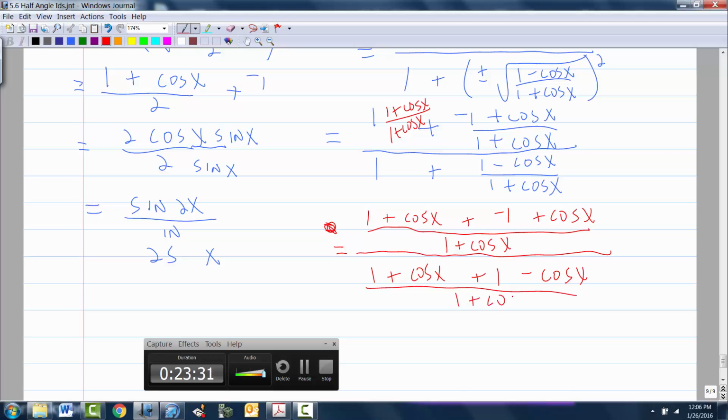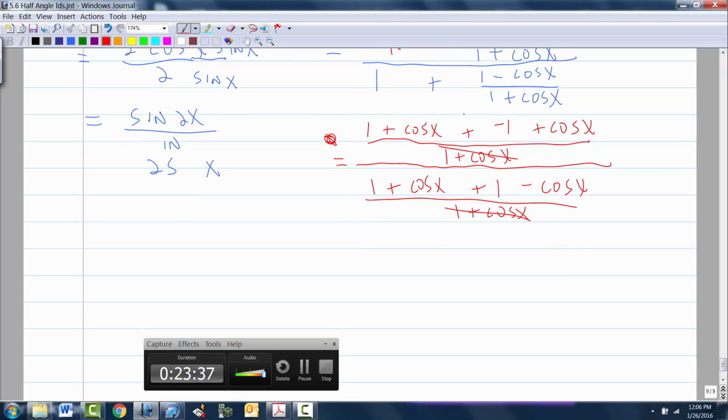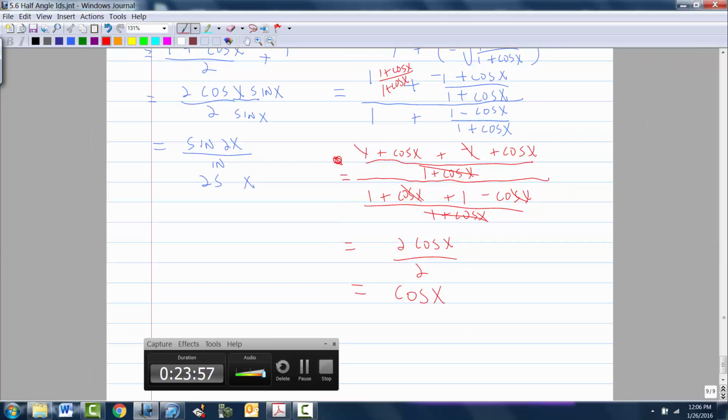By the way, what happens to these 1 plus cosine x's? They should be canceled right now. And then what happens with these 1s and negative 1s right here? Cancel. Then I have 2 cosine x up at the top. And then what happens to the cosines? What's 1 plus 1? What's 2 cosine x over 2? Look at the left side. Boom, shaka laka.